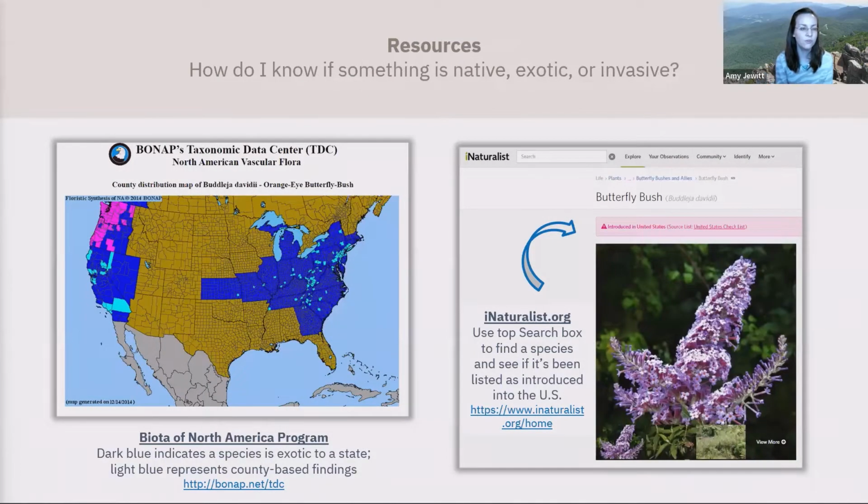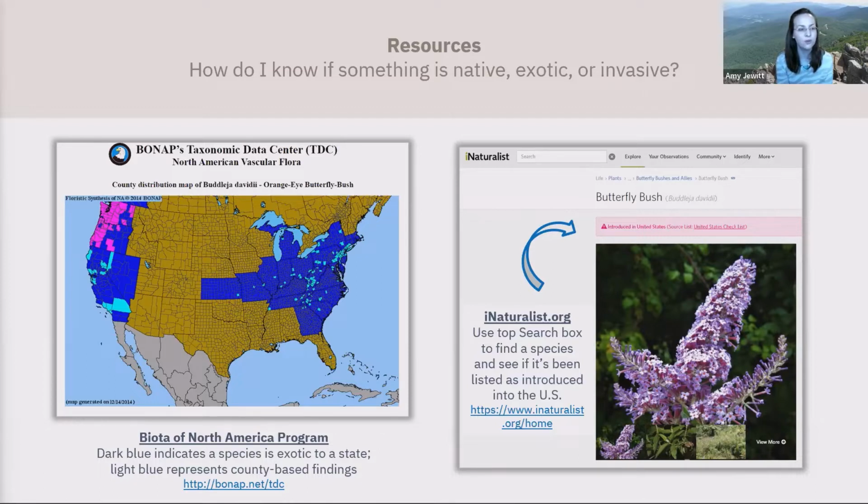Okay, so some resources, now that we talked a little bit more about what we mean by native, exotic, and invasive, how do you learn if something is native, exotic, or invasive? And so a few of these resources I've listed here on my slide. The first one I use a good bit. It's a free online resource that you can use. It's called the Biota of North America Program. It's known by its acronym BONAP.